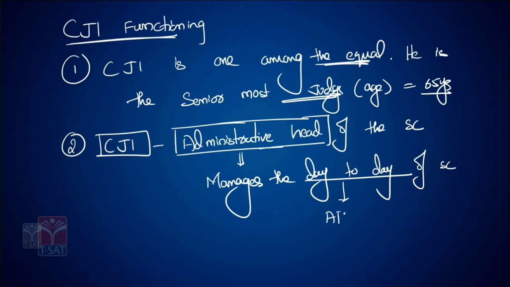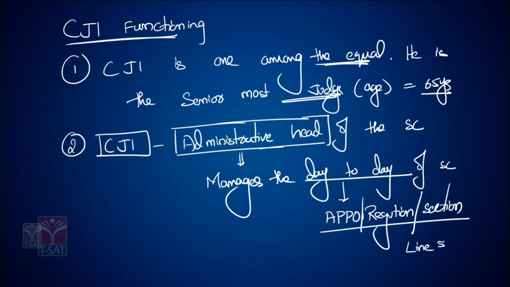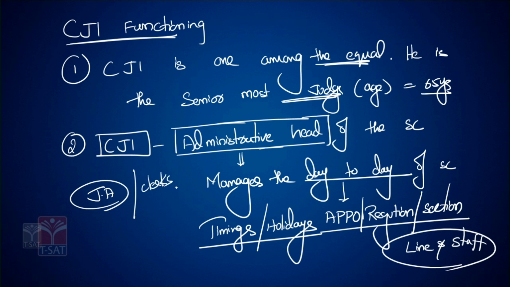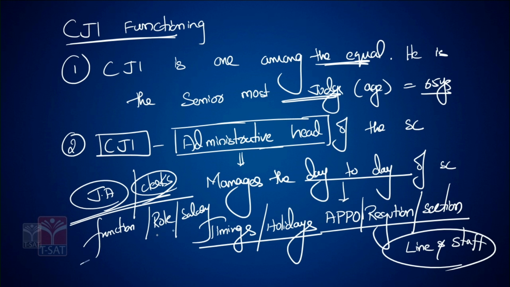It means certain appointments, regulation, control. He also takes care of the section officers, line and staff functions. He also fixes the timings of the court and the holidays to be taken by the court. So he is an administrative head. Junior assistants and clerks are appointed by him, and their functions, role and salary are also decided and regulated by the Chief Justice of India. This is your second point.